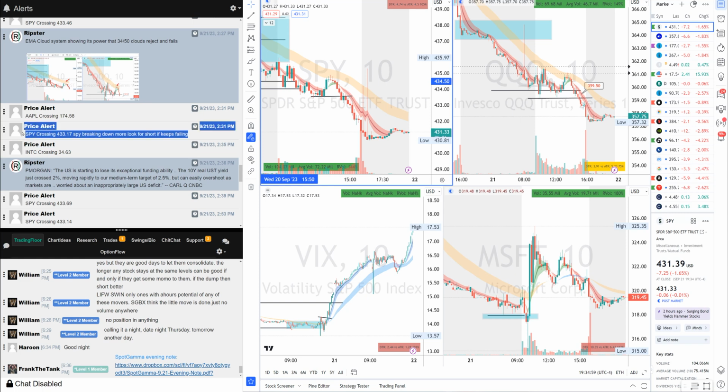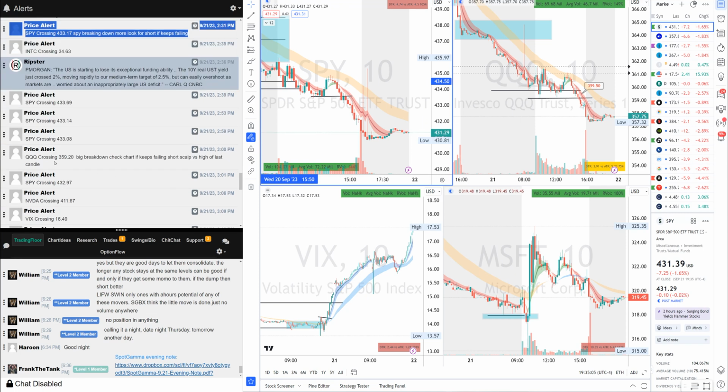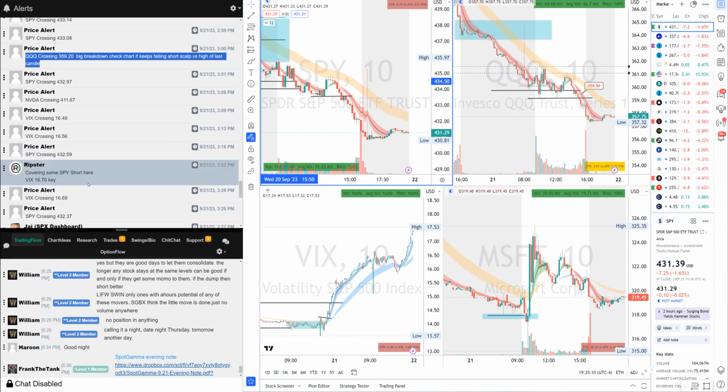Yeah, so my price alerts started hitting at the end of the day. 230, they started to hit. I said look for more shorts. Then QQQ started to break. Bear flag breakdown, look for more shorts, right? And we covered everything at the end of the day. The point was VIX moved from 16 to 17.50, and that's how we short.